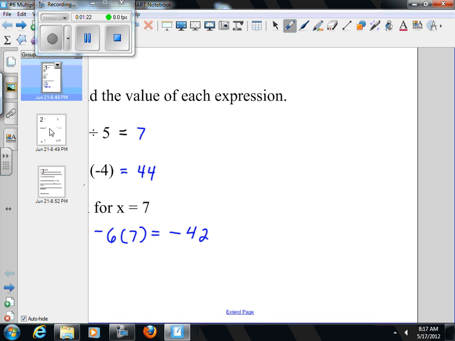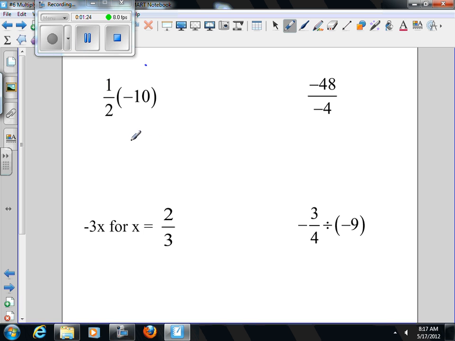Okay, so moving on. We can also do this with fractions. 1/2 times negative 10. Well, let's make the negative 10 into a fraction, so we'll put a 1 underneath it. Remember how we canceled? Think of this: here's your multiplication sign, or you can put a dot there. 2 goes into 2 once. 2 goes into negative 10, negative 5 times, because a negative divided by a positive is a negative.